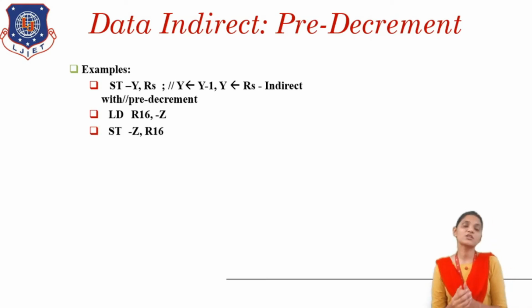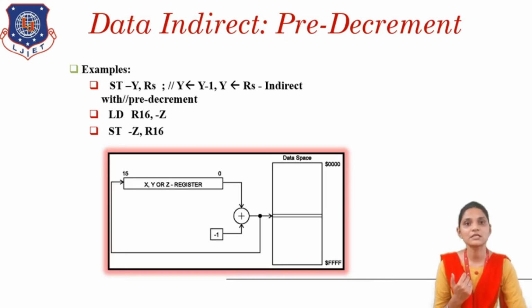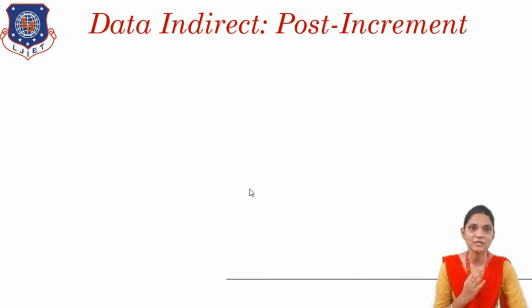Similarly, you can store and also load. For example, you can use an instruction like LD R16 comma minus Z. Here the content of Z is decremented by 1 first, and then that is going to be stored at register 16. Okay, similarly for the ST instruction. So our registers X, Y and Z are going to be decremented by 1, and then the actual location where you have stored your data is found, and from that particular location your data is going to be accessed. Okay, so this is the data indirect pre-decrement addressing mode.